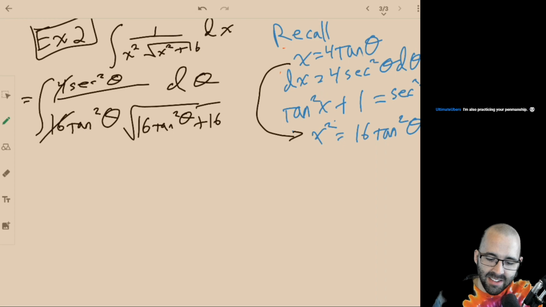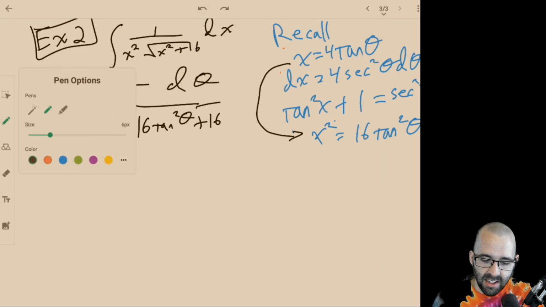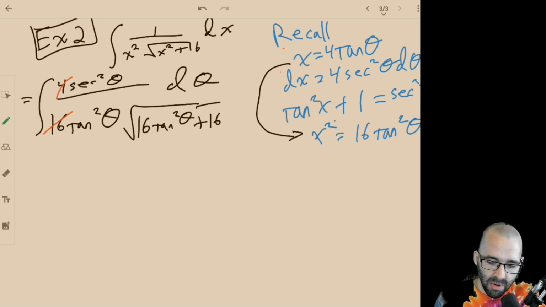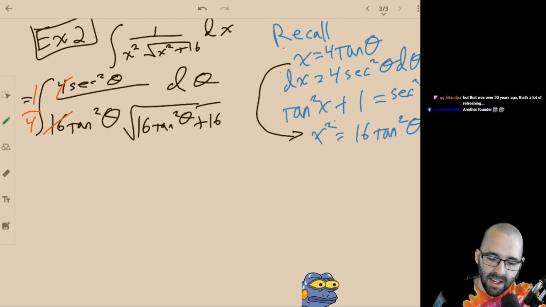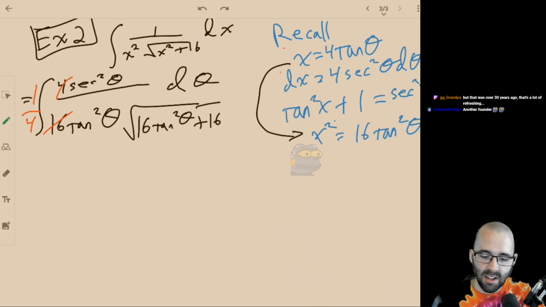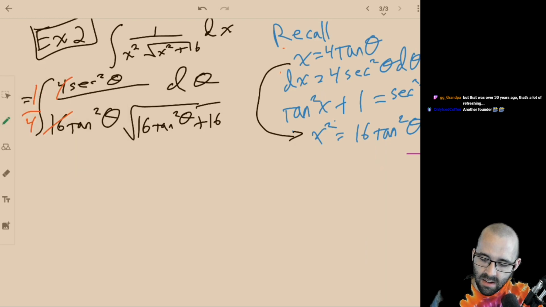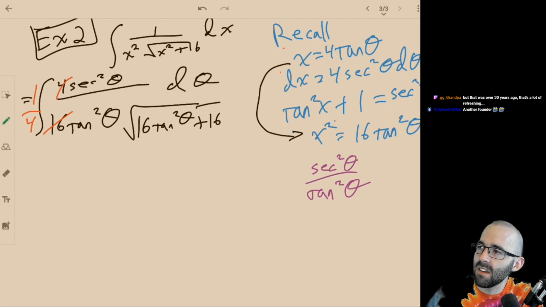Okay, so there's a couple things right off the bat. We got 4 divided by 16. Let's simplify that. 4 divided by 16 is a constant and it can come out in front. That's 1/4. Write that out in front. All right. Next, secant squared divided by tangent squared. Let's go off to the side and look at that. What is secant squared divided by tangent squared? Because those are trig functions, those can be simplified pretty nicely.